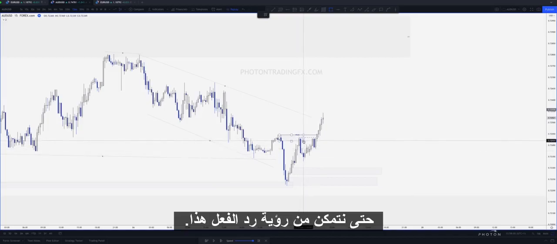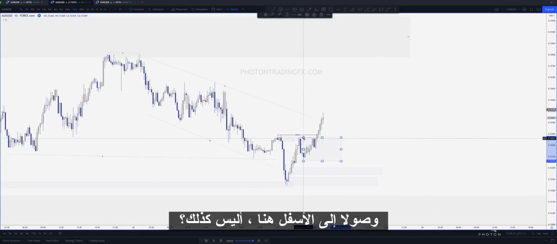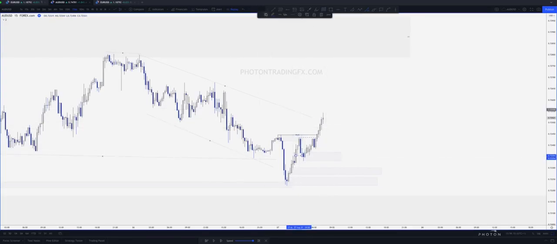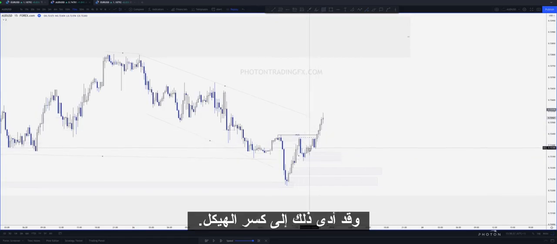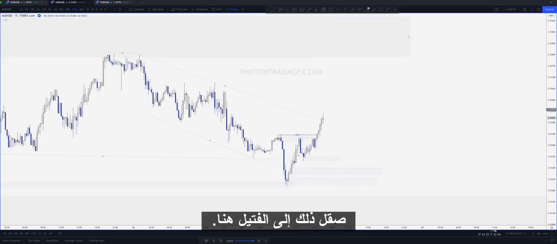So we can see that reaction, we can see it failed, so we could take that entire reaction like this, or we could refine it, right, down to the bottom here. Because what happened? Price took the liquidity from below here, and then that led to that break of structure. Obviously now we've already tapped into that a little bit, so we can refine that to the wick here, and then what does that give us?